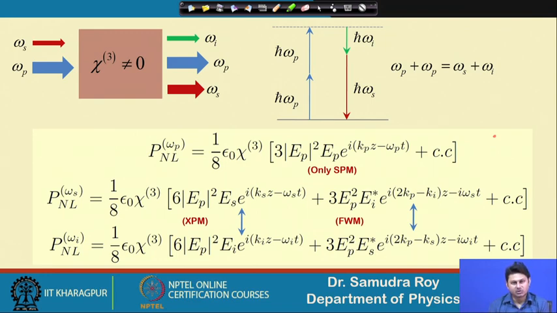Since it is strong, I only consider its interaction with itself, that is self-phase modulation. The cross-phase modulation terms with the other waves, omega i and omega s, are neglected because they are quite weak. In a similar way, for the source term of the signal and idler, we only take the cross-phase modulation with the pump and also the four-wave mixing term related to the pump. Here the four-wave mixing term related to the pump is the second one. In both cases we have taken these two terms.